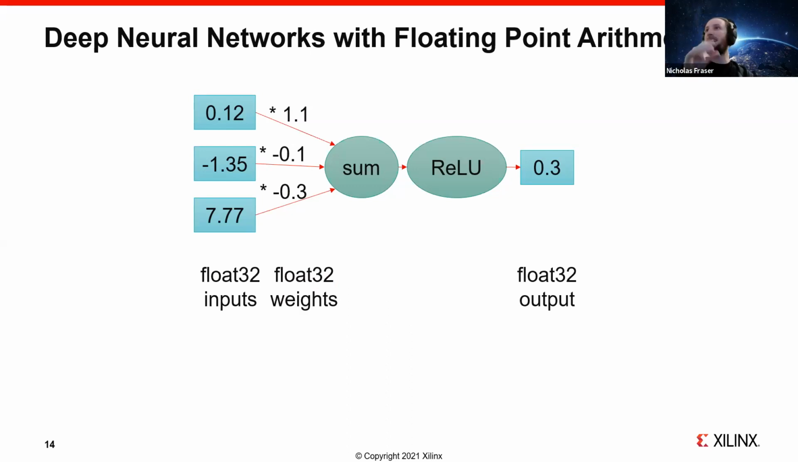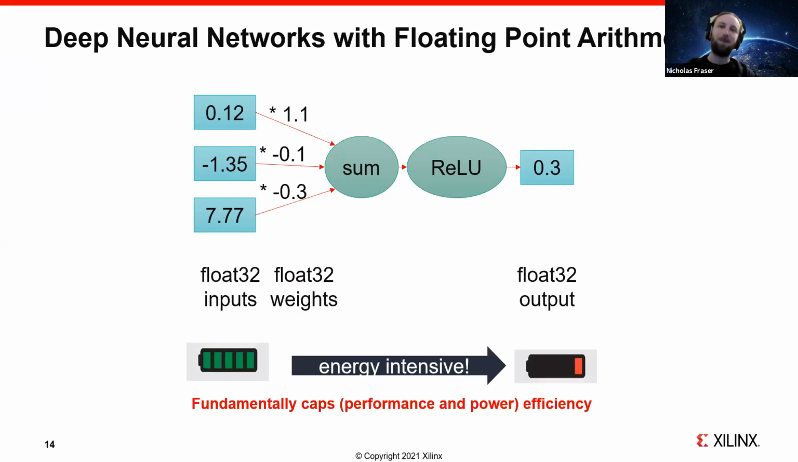Now, this may get you great accuracy in your particular application, although I don't expect this particular network to be that useful. But floating point multiply accumulates, and floating point operations in general, are fundamentally energy intensive, right? At the end of the day, this caps your performance and power efficiency. So there are going to be limitations put in place on the solution that you're trying to deploy, partly due to the arithmetic.